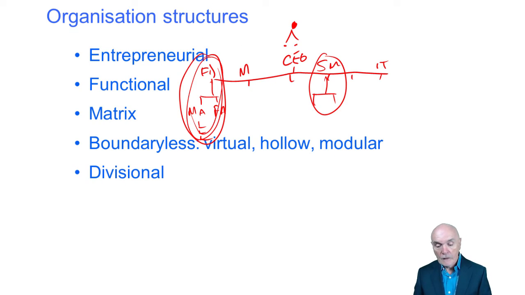Boundaryless, virtual, hollow, modular, these are more modern types of organization. They're all covered in the notes. I'll just talk about virtual here. So some IT companies, for example, Apple, doesn't make its own phones.